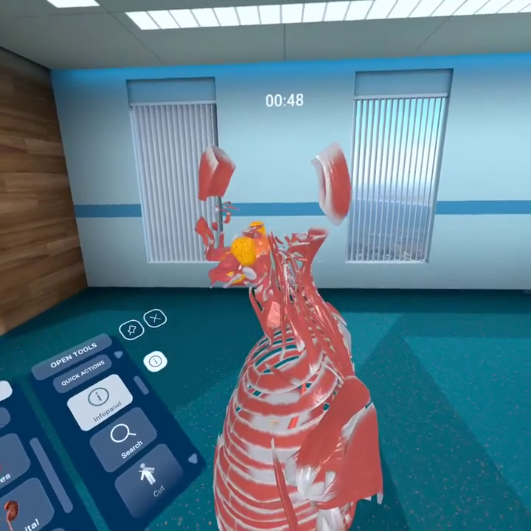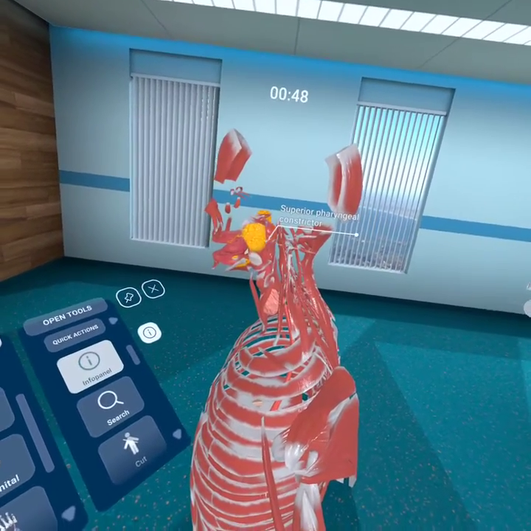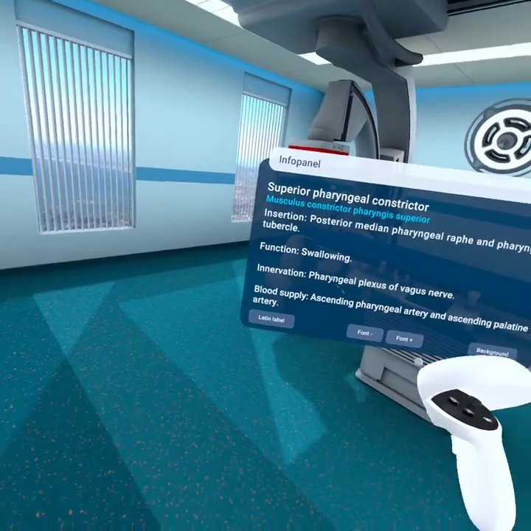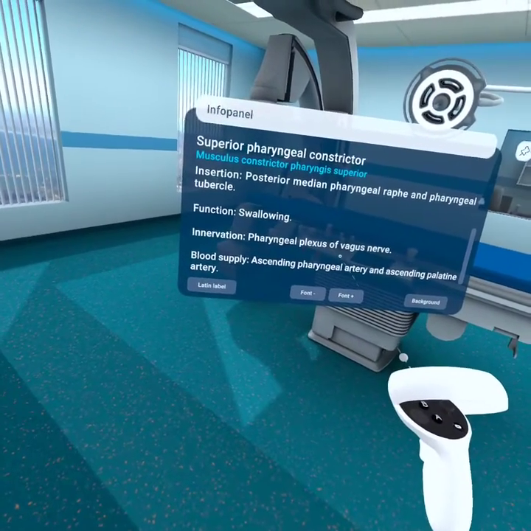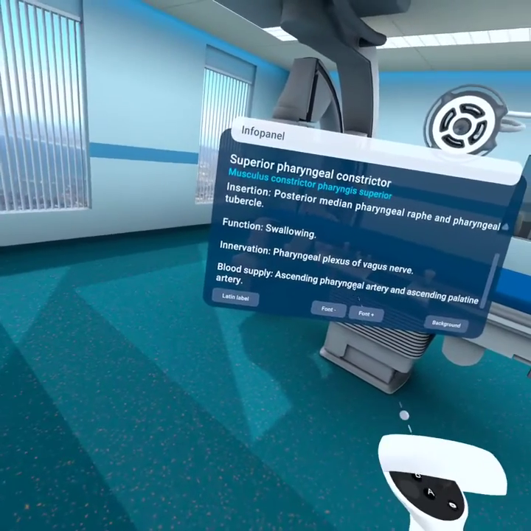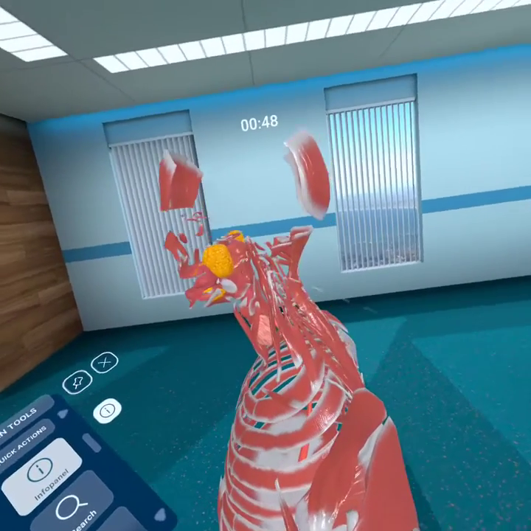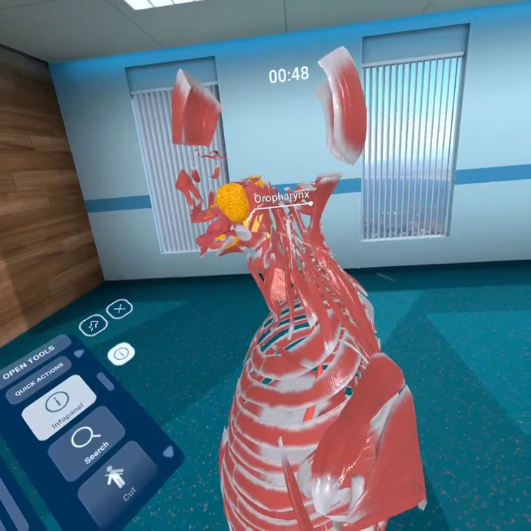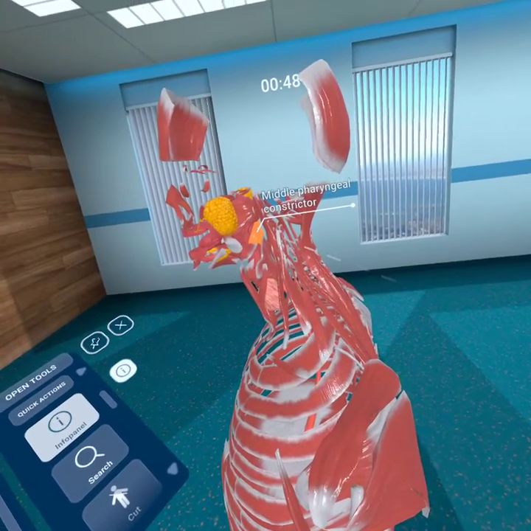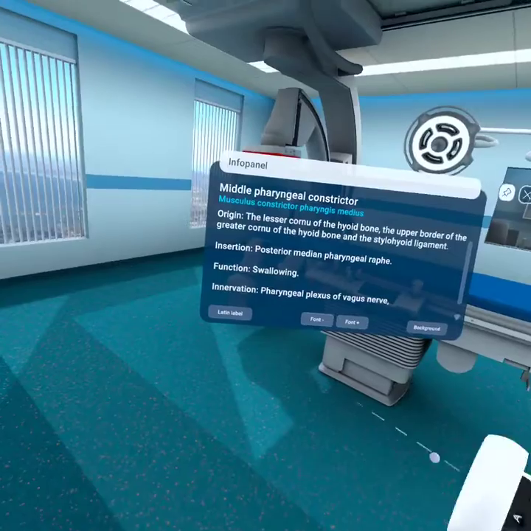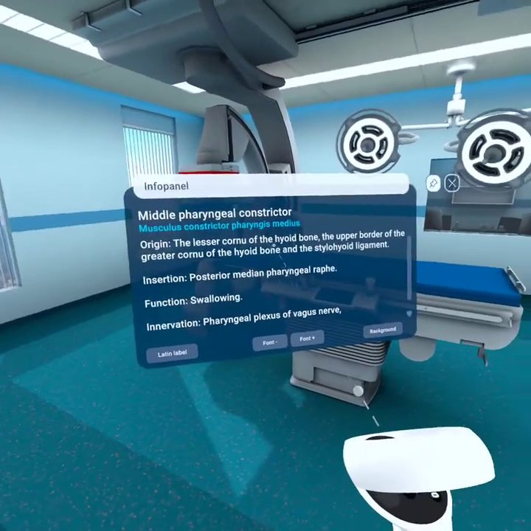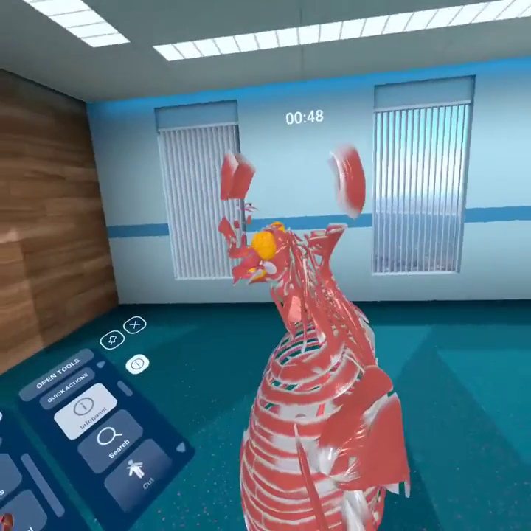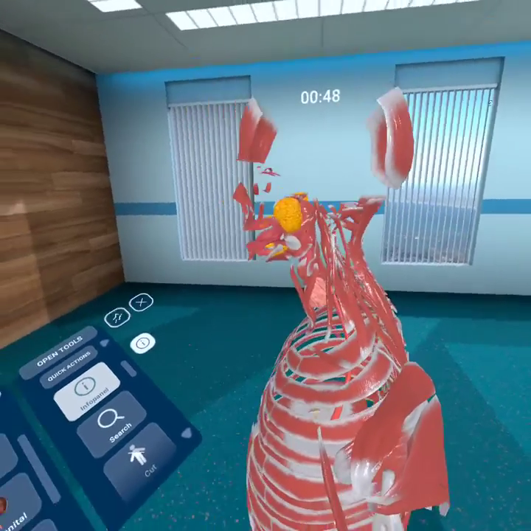So for our first one, we have the superior pharyngeal constrictor, swallowing, pharyngeal plexus of the vagus nerve and the ascending pharyngeal artery. We'll move on down to around the nasopharynx, where we have the middle pharyngeal constrictor, which originates from the lesser horn of the hyoid bone. The hyoid bone is in there.